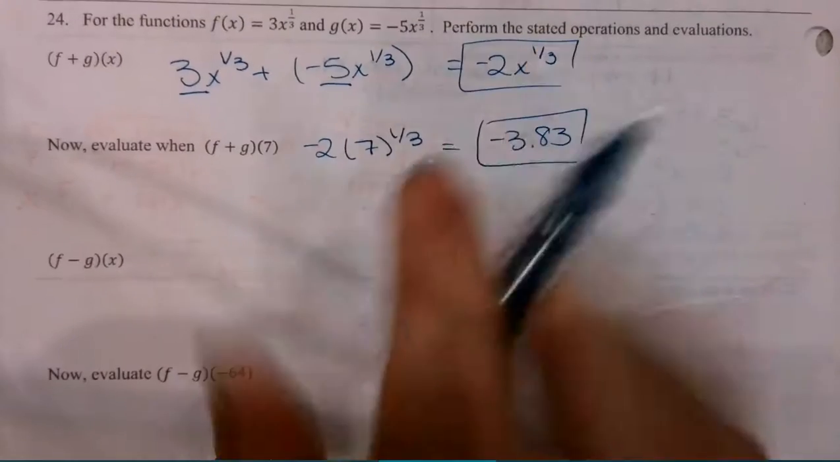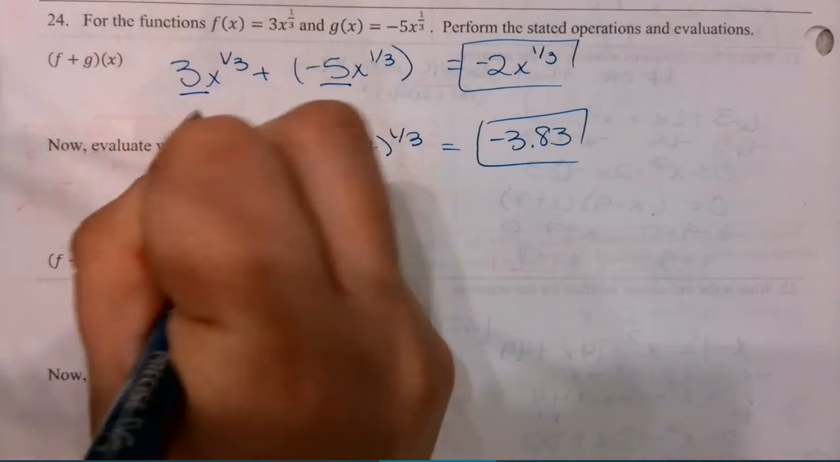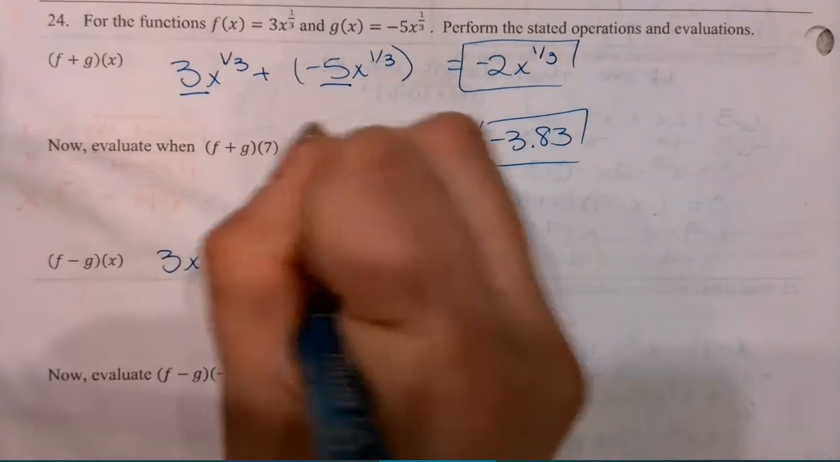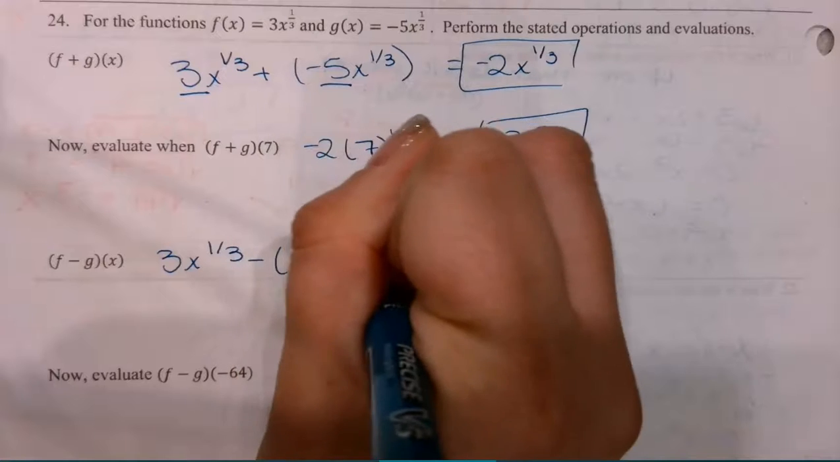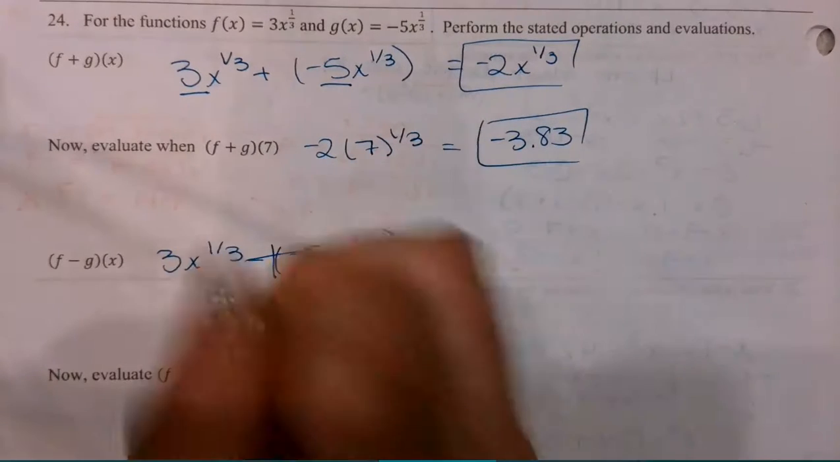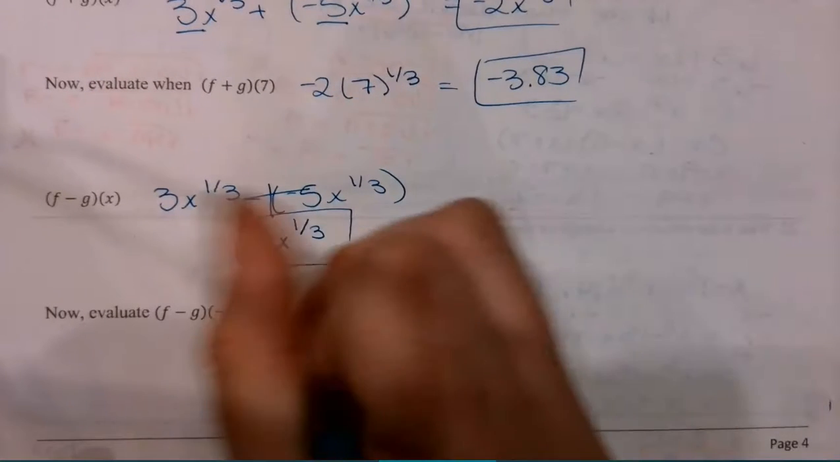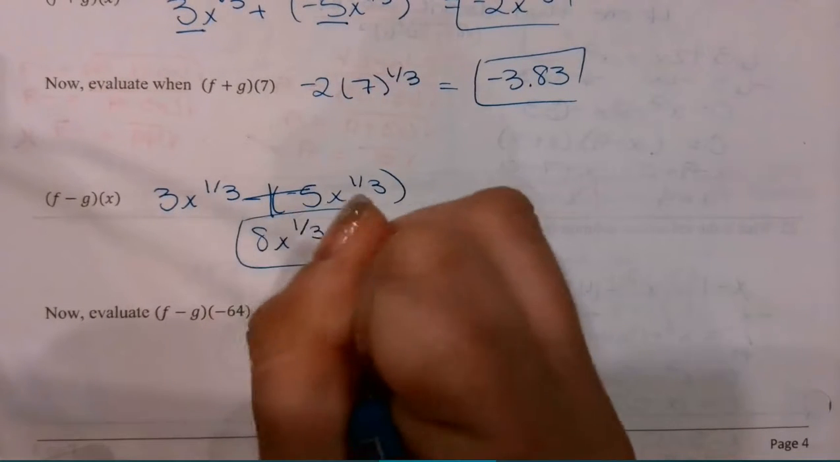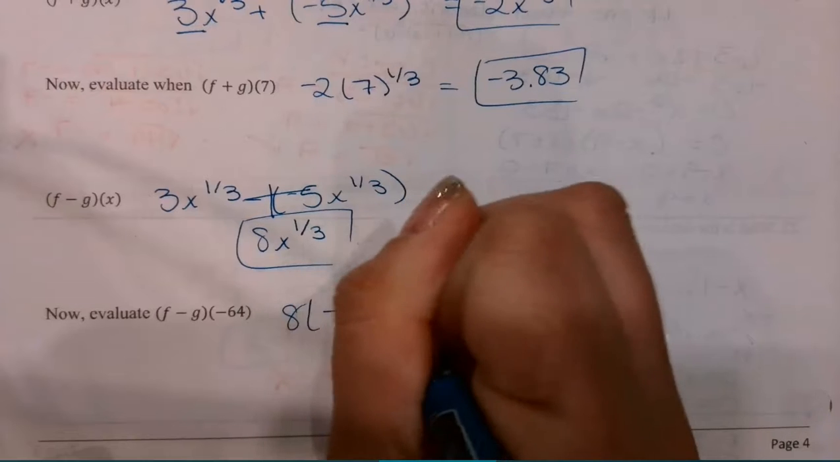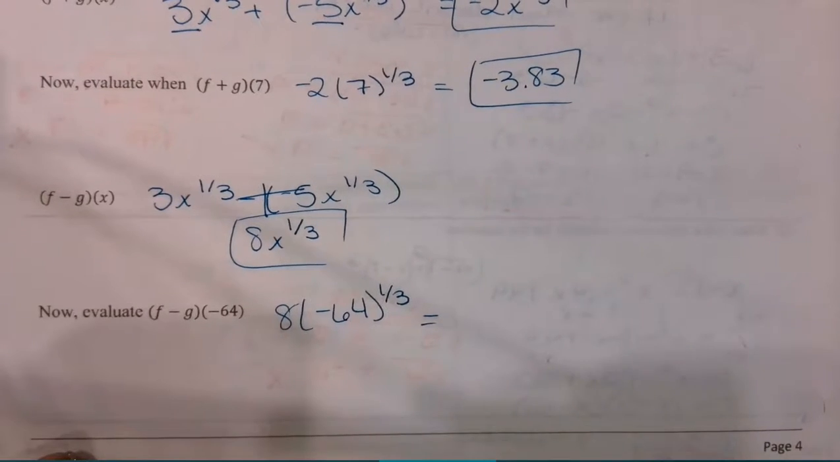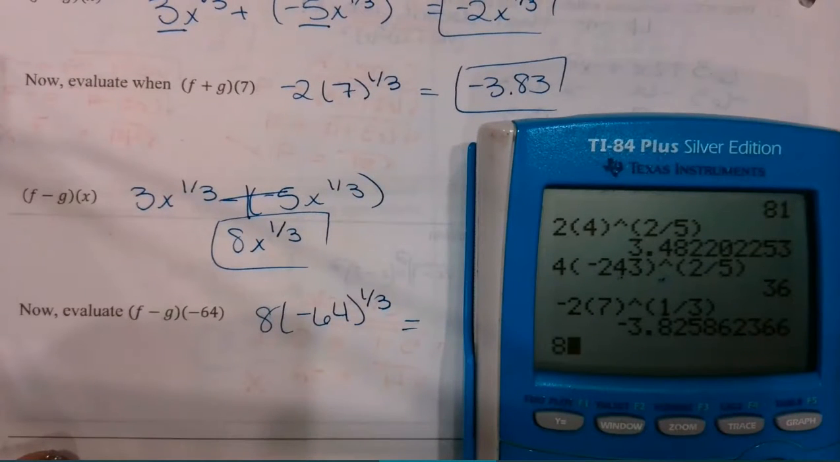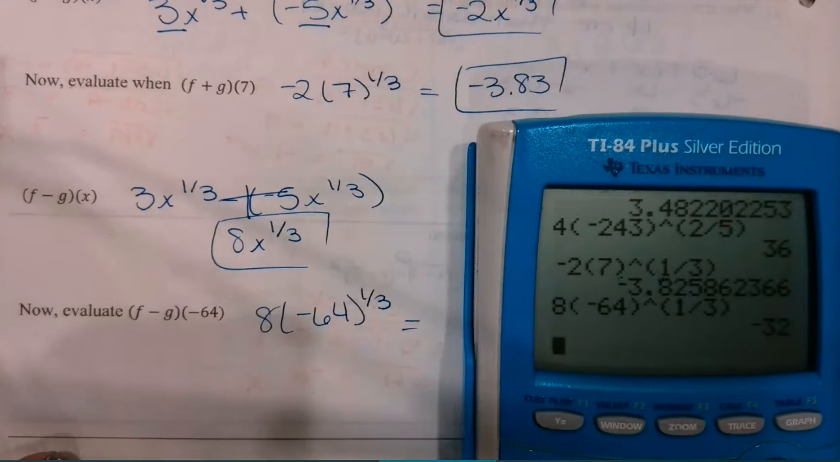I want to do subtraction. So I have 3x to the 1/3 minus negative 5x to the 1/3. Turns this positive, so I add them. 8x to the 1/3. And then I want to plug in negative 64 for my x. And I want to type this into the calculator. It gives me negative 32.